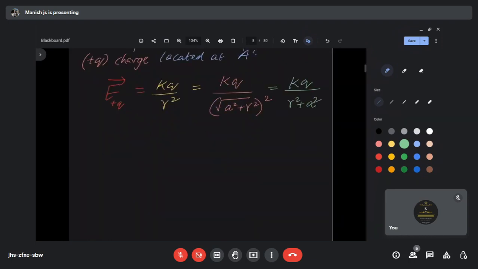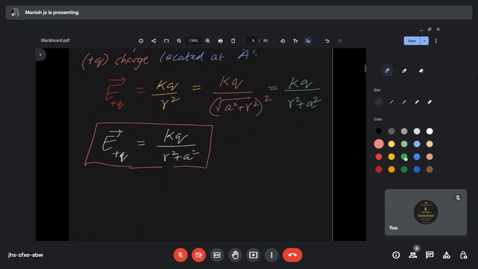We write r first because r is greater than a. That's our assumption all the time. So we write the bigger length first and then followed by the shorter length. So what is the electric field due to the positive charge at point P? It is kq upon r square plus a square. So this is done. We'll box it and mark this equation as equation 1.